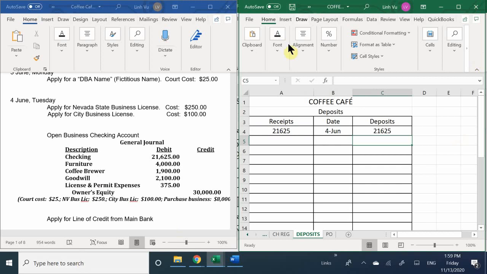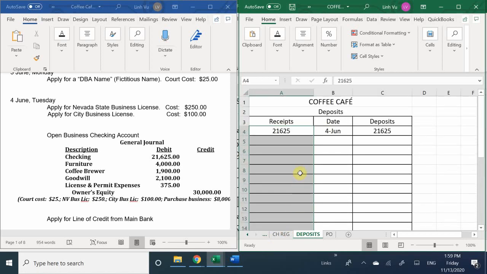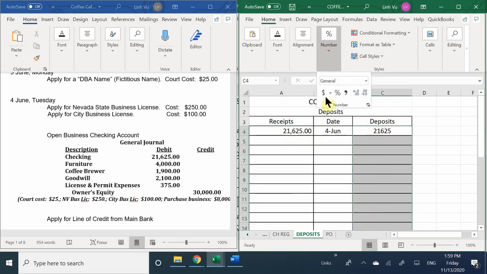I have one column for receipts, one column for the date, and then one column for the deposit. So in this case, my receipts here is going to be $21,625, and I'm going to deposit it on June 4th because that's when I had my bank account, and it's going to be identical to what I have made here. As you can see, they're unformatted, so I want you to change it how you like it, whether you like accounting style or comma style, so no dollar signs, but the decimal points. I prefer comma style because sometimes it doesn't look that great with the dollar sign in every single cell. So I know that these are dollar values.